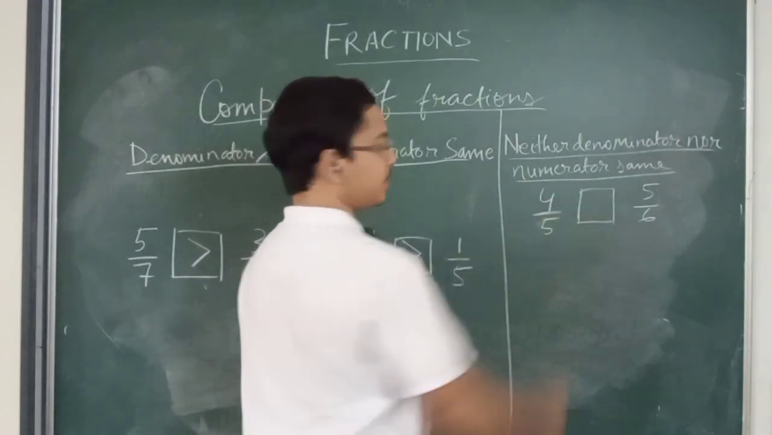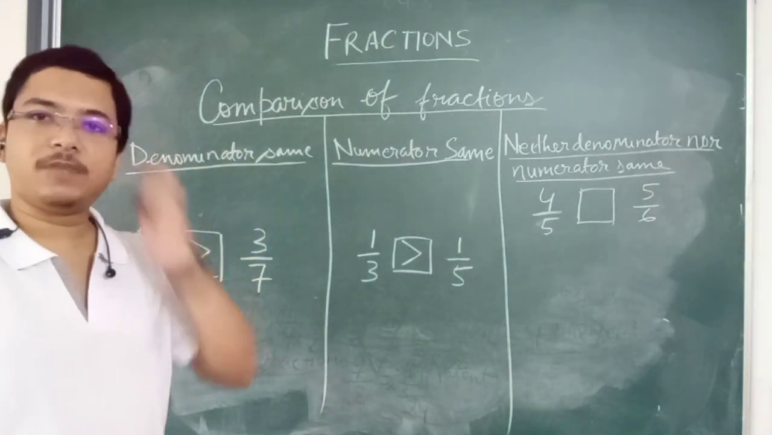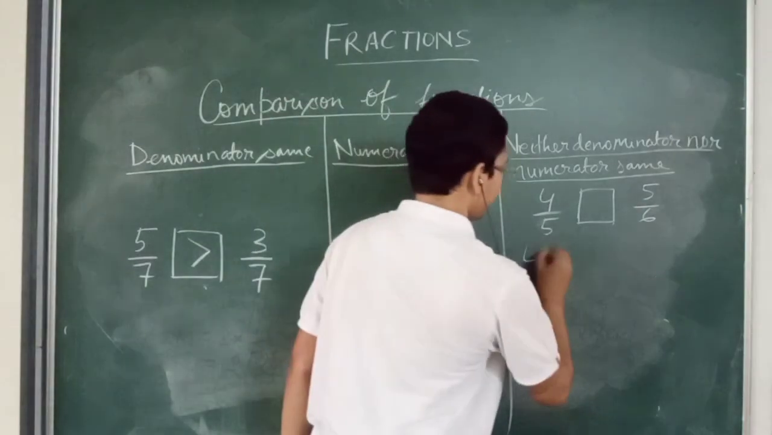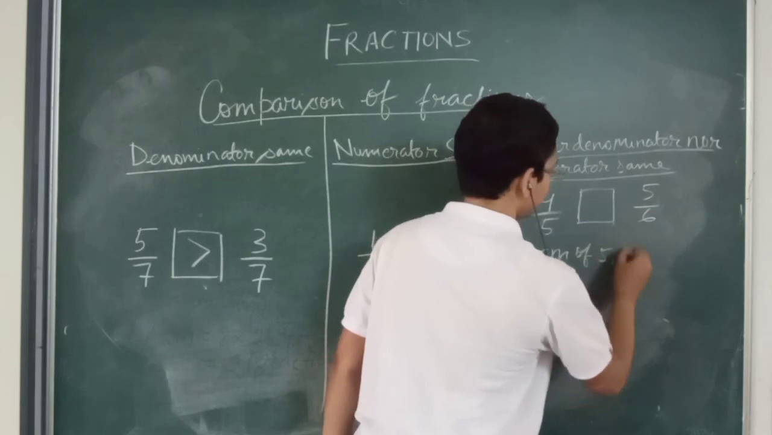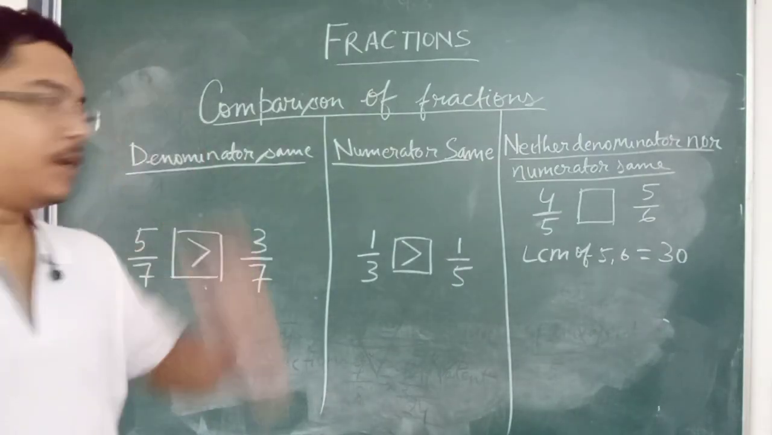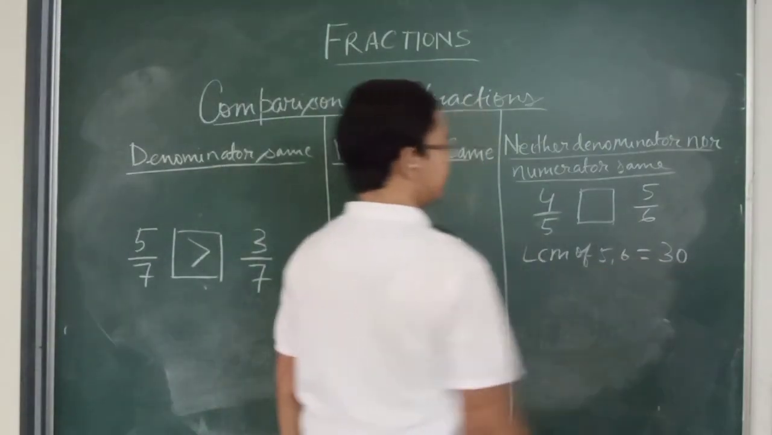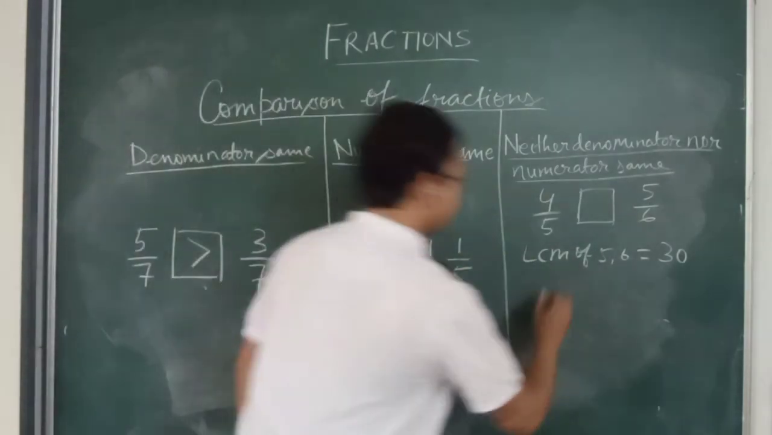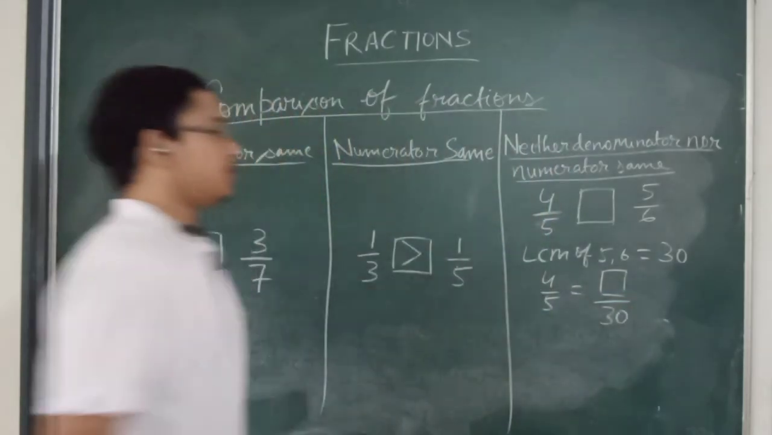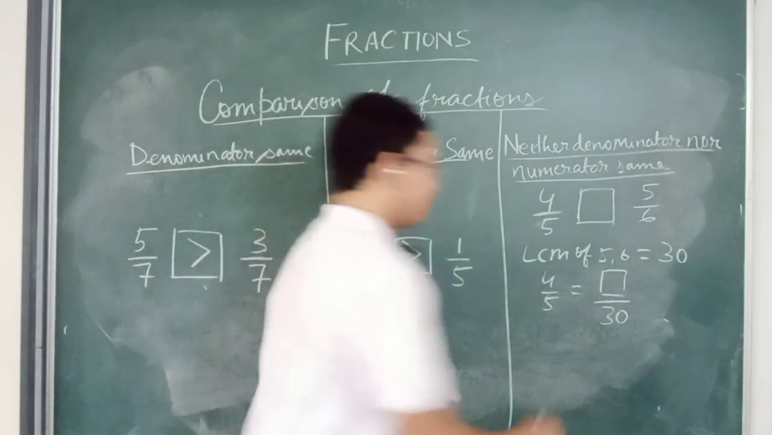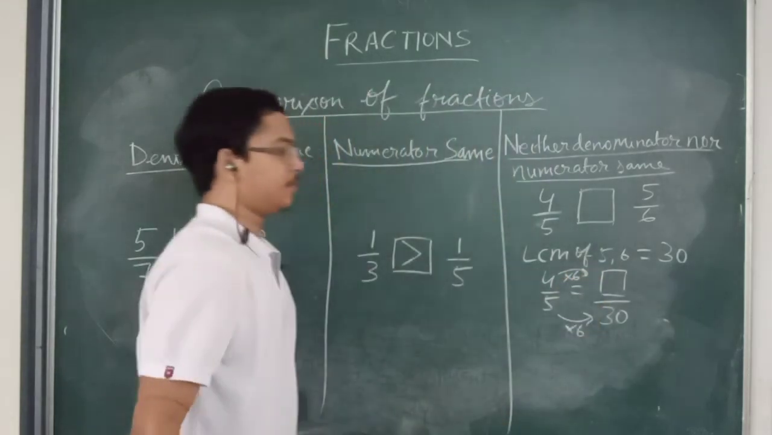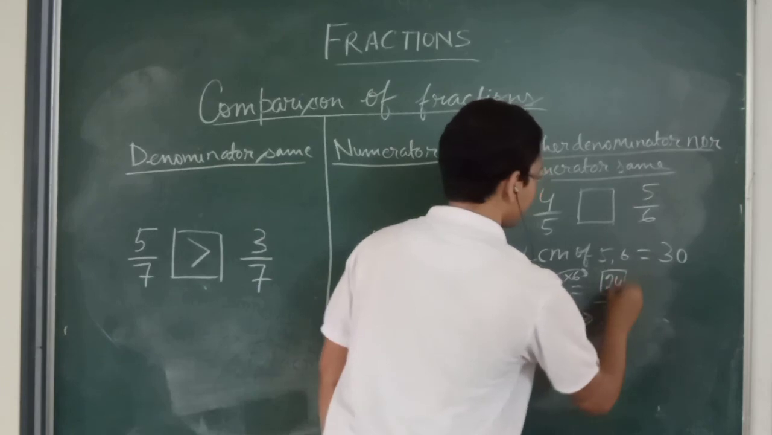And the next case is neither the denominator nor the numerator is the same, like numerator 4 and 5 are different and denominator also 5 and 6 are different. So in this case we are going to convert them into equivalent like fractions. So let us find the LCM of 5 and 6, which is 30. Okay, 5 and 6 have no common factor, so it will be the multiplication of 5 into 6, that is 30. So if you convert 4 by 5 equal to something by 30, 5 multiplied how many times is 30? 5 multiplied 6 times is 30. So above also the numerator 4, you have to multiply by 6. So this becomes 6 into 4 is 24.